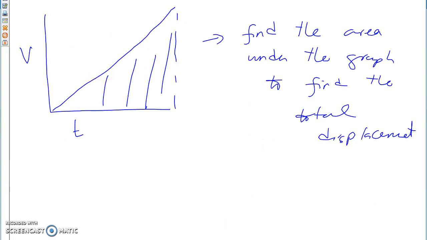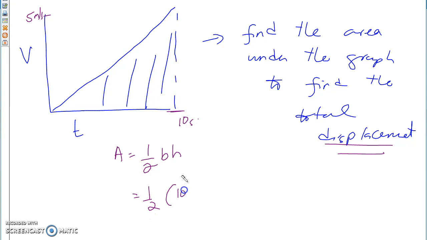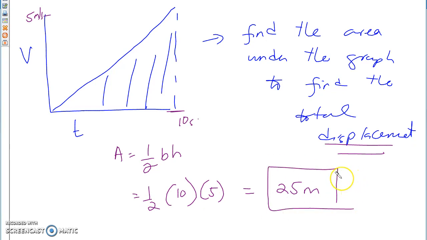We do the same thing if we have a VT graph, to find the total displacement. So how do I find the area under the graph here? What is it going to be? Half base times height. So imagine this is 5 meters per second, and this right here is 10 seconds. So I'm going to do half of 10 times 5, which gives me 50, times half is 25 meters. So the total displacement that I travel during this motion was 25 meters.